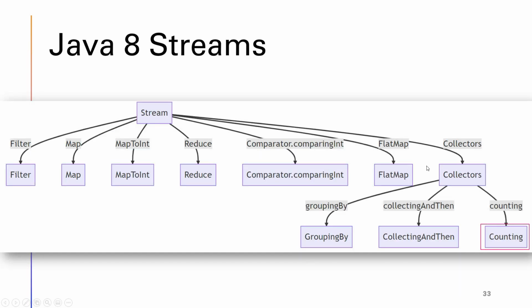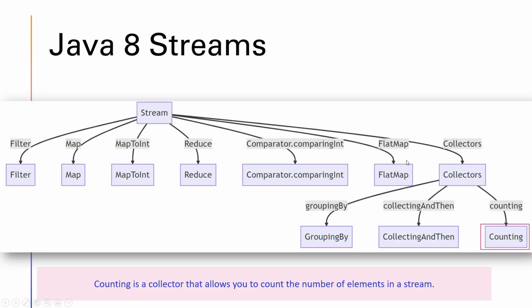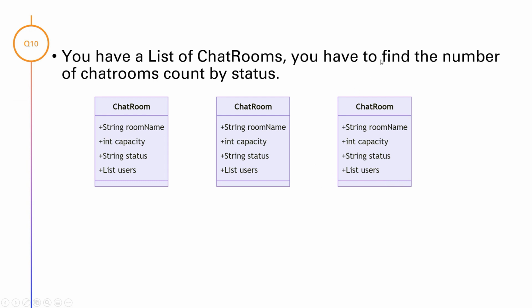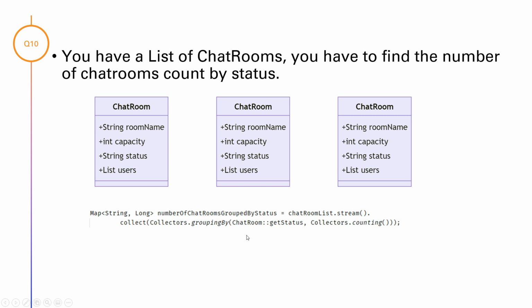The next one is counting. With the grouping you can use counting, which counts the results, simply speaking. So if you have to find the number of chat rooms by status, in the sense that after grouping by status I want to count, in each status how many chat rooms there are, then I can use counting as well. This is also a utility method available on Collectors. So in the collect I will use Collectors.groupingBy status comma Collectors.counting, simple.